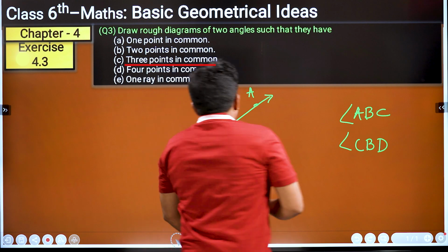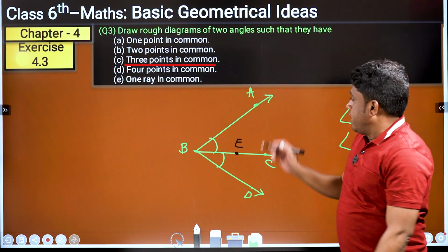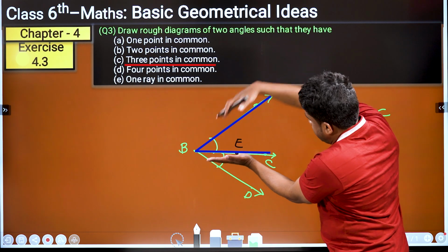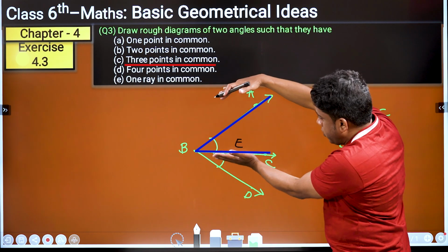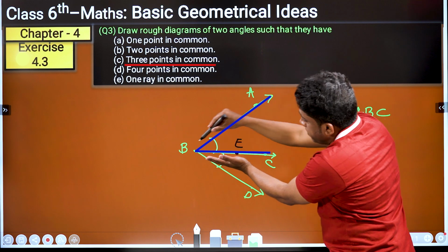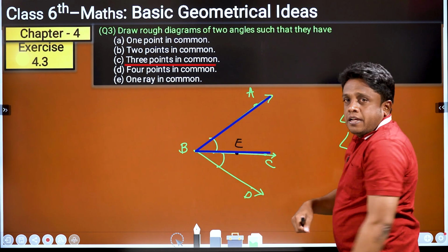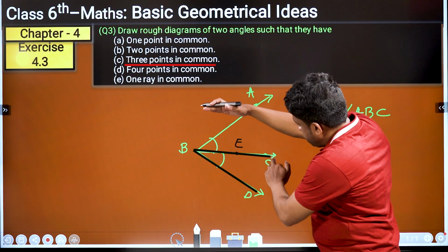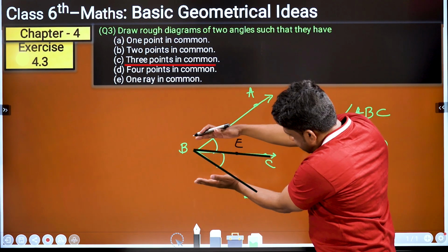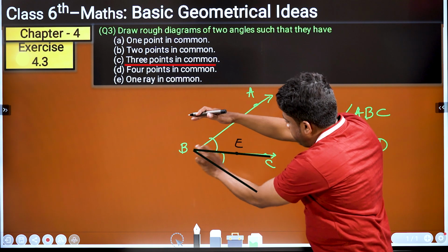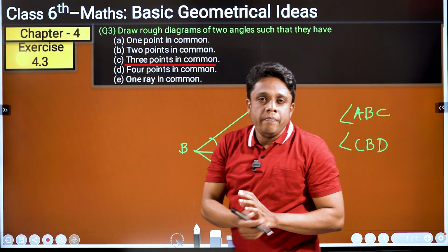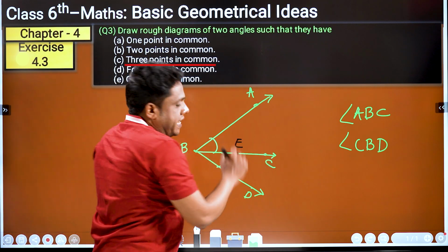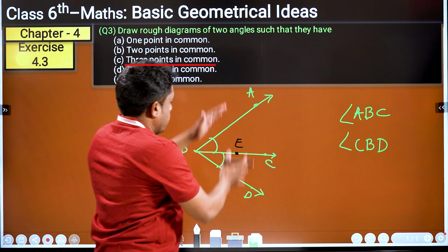Okay, so now look at the first angle. Our first angle is ABC. Look at this angle ABC. Here we have B, E and C, and if you consider the second angle, that is CBD, we also have points B, E and C. That means points B, E and C are common for both of these angles.